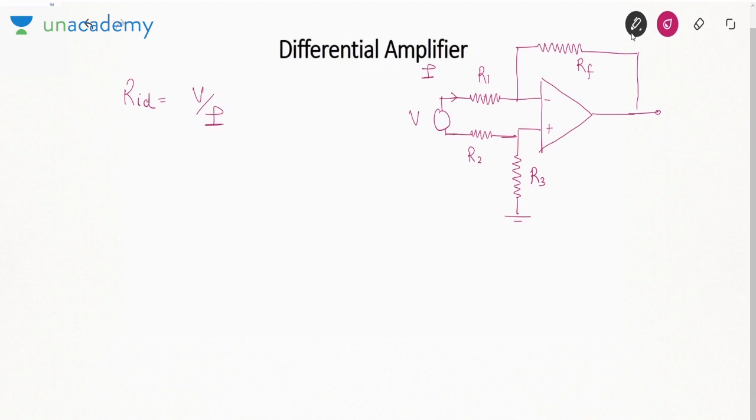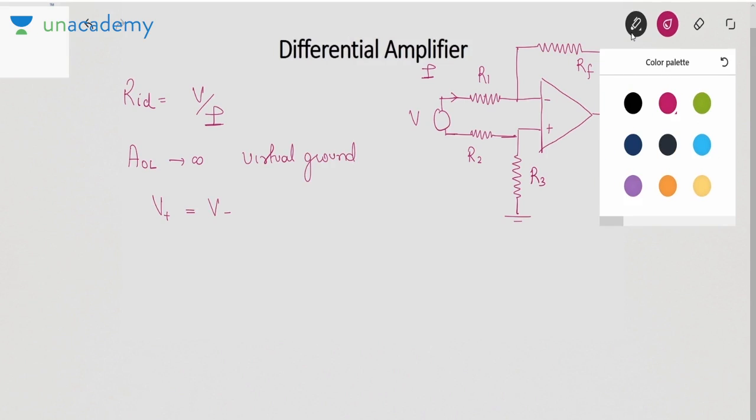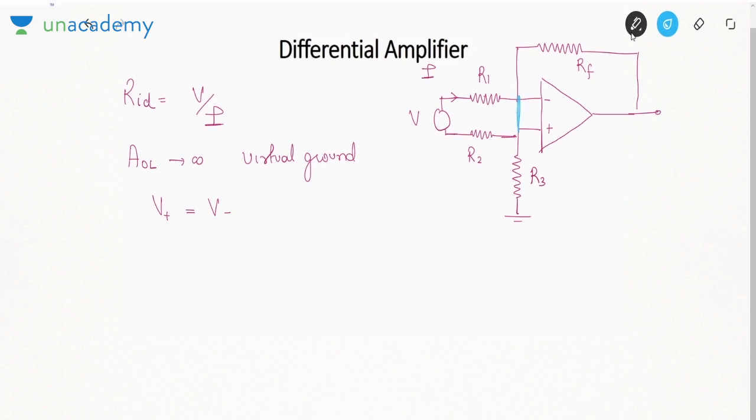So whenever I ask you to find the differential input resistance, what you will do? You will connect a source between the two input terminals, and find the ratio of source voltage and source current. That is how you can find the differential input resistance always. So now in this case, if open loop gain tends to infinity, then we can apply virtual ground, right? Virtual ground means the voltage of positive and the negative terminal must be same. So what I'll do is, I will short this.